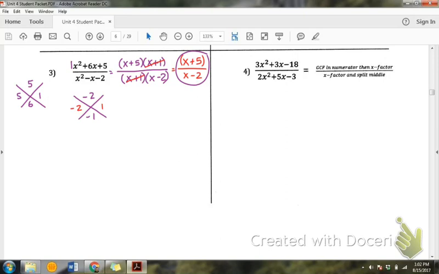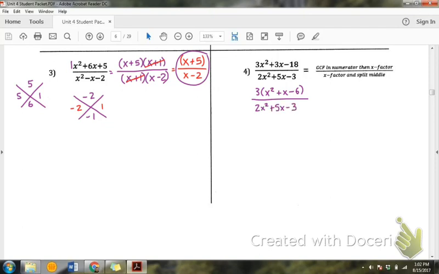Okay, number 4. If you look at the numerator, it says there's a GCF in the numerator, right? So what's my GCF, Aspen? 3. 3. And what does that leave you with in the numerator, Aspen? In parentheses with 3 on the outside, x squared plus x minus 6. Good. What about in the denominator? Is there a GCF in the denominator, Cedric? Okay, so I'm just going to rewrite the denominator, 2x squared plus 5x minus 3.